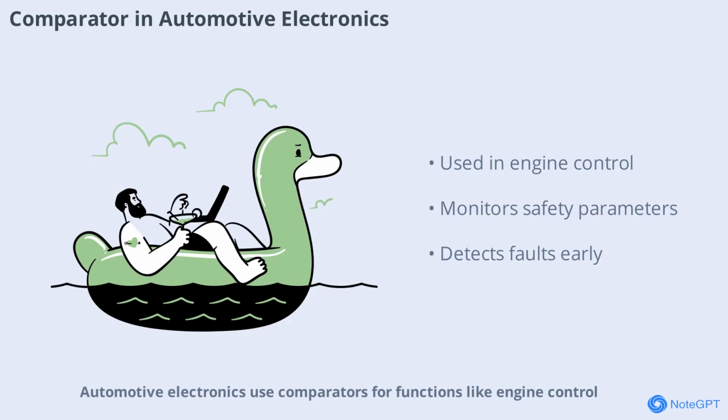Automotive electronics use comparators for functions like engine control, safety monitoring, and diagnostics. For example, a comparator can check if a sensor reading is within the expected range, helping to detect faults early. This contributes to vehicle reliability and performance.